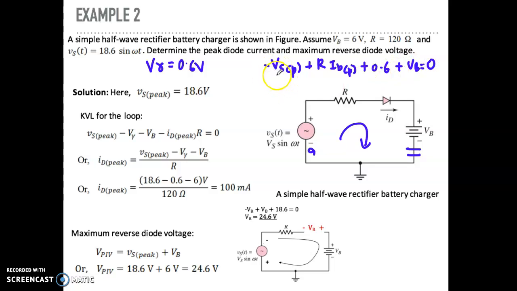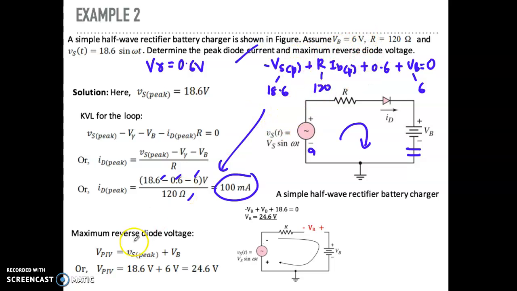So you already know here is 18.6. Your R is actually 120 and your V_B is 6. So you can calculate your I_D to be (18.6 − 0.6 − 6) divided by 120, and you can get here 100 milliampere. Okay, so this will be the first part.